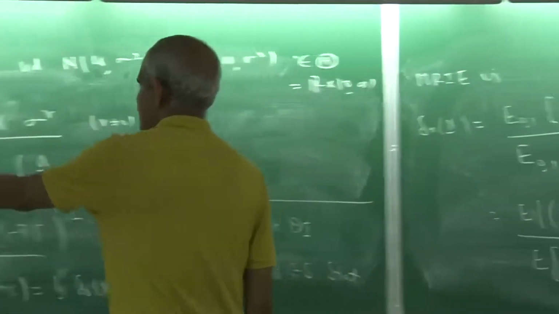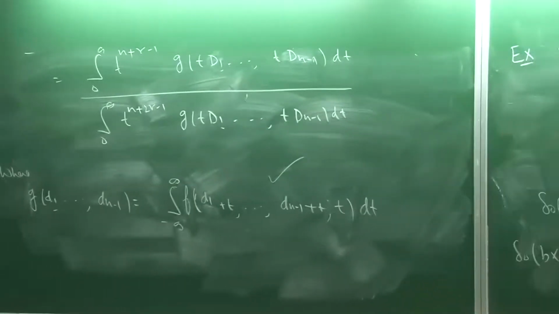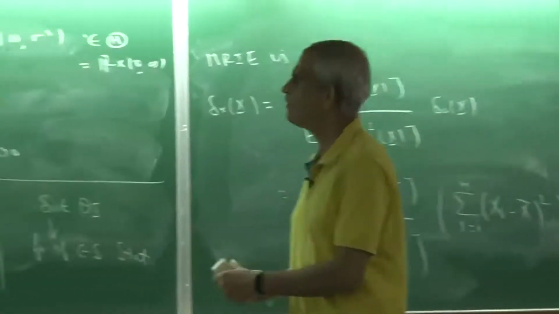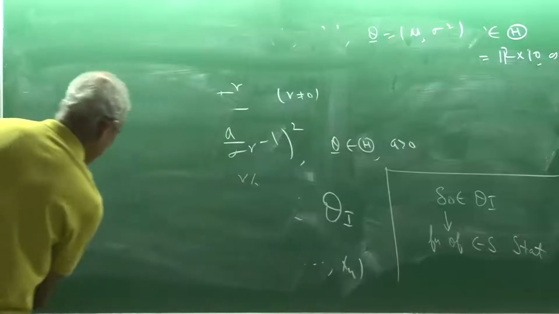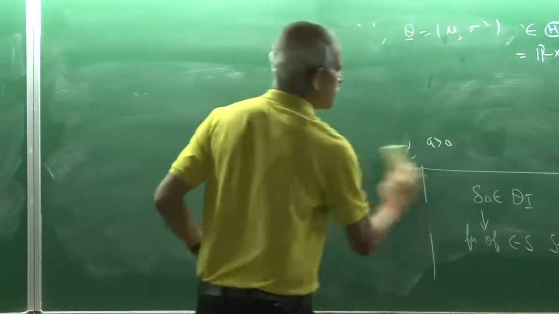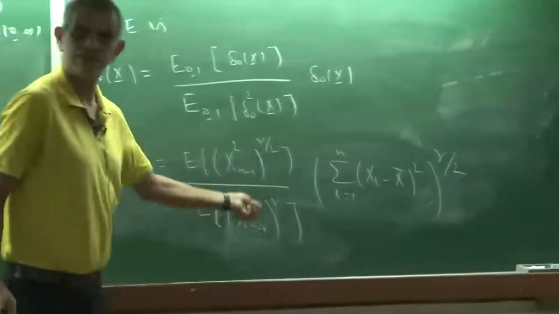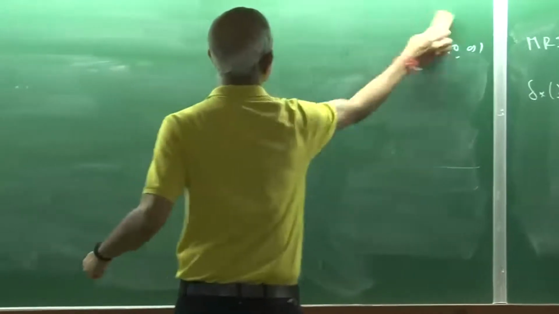Now one can get MRI directly from this formula. Let me just do that over here. Now these values you can calculate, which would be in terms of gamma functions. So one could have gotten this directly from.